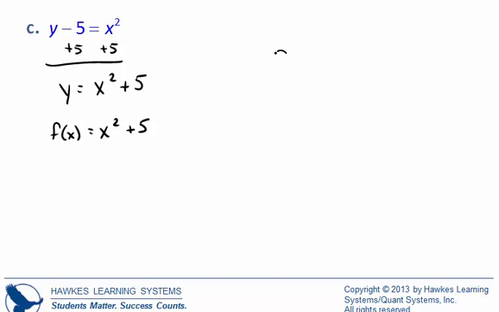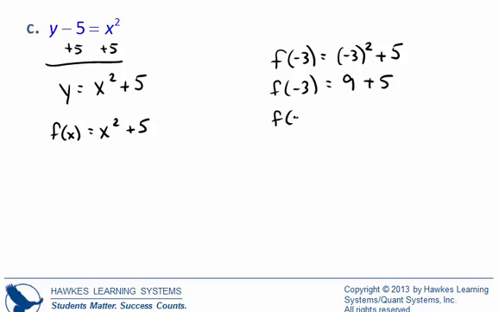Our next thing is to do f of negative 3. So again, we're going to plug a negative 3 in for the x's in the equation. So we have negative 3, the quantity squared, plus 5. So negative 3 times negative 3 is 9, plus 5 is going to give me 14. So again, on the graph of that equation, if the x is negative 3, the y is 14, and the point negative 3, 14 should appear on the graph of the equation.